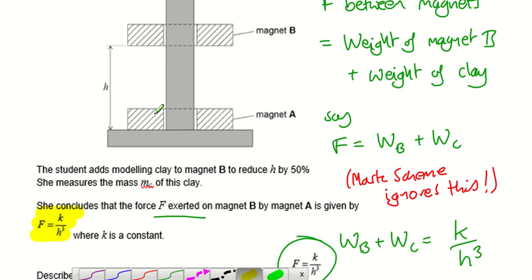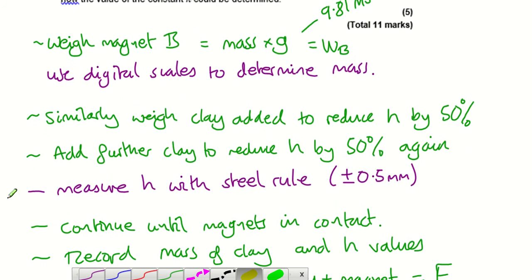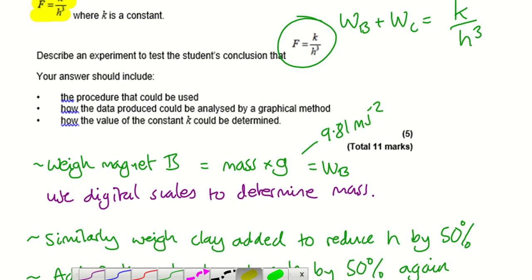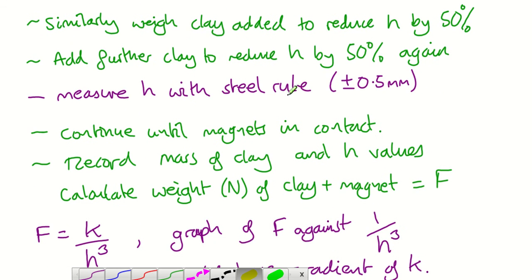Again, it's weird because surely it should be the difference between them, but then you work out that much clay, figure out the mass of that clay added, and then add more clay to drop it by 50% again. I'm actually going along with that because you've got this h to the third thing there, so this might make it easier for your amounts of clay that you're adding. So measure h with a steel rule, plus or minus 0.5mm, steel rules are better than ordinary ones. Keep doing it until the magnets touch each other.